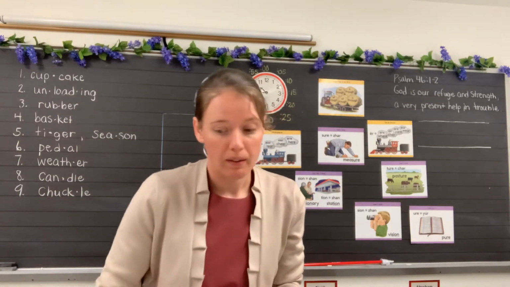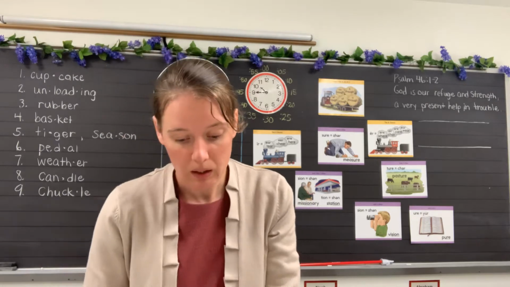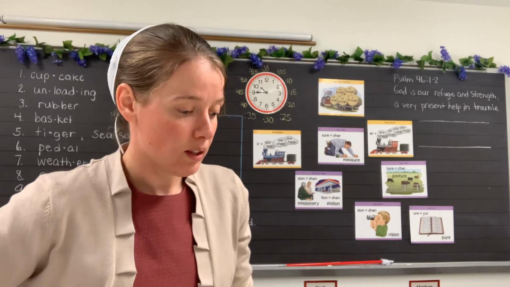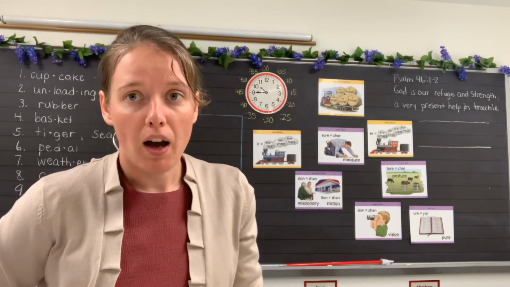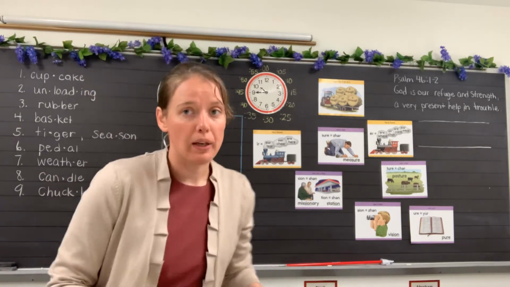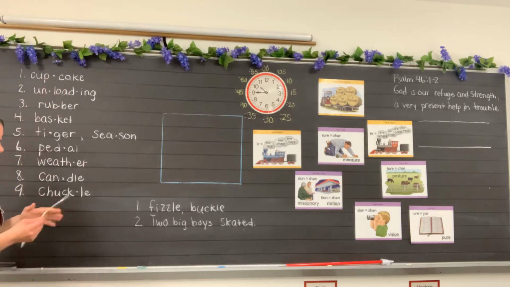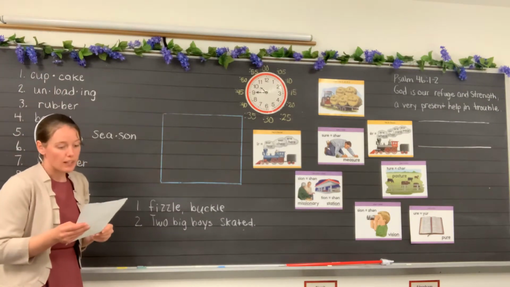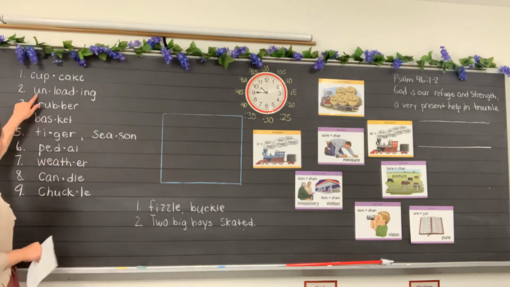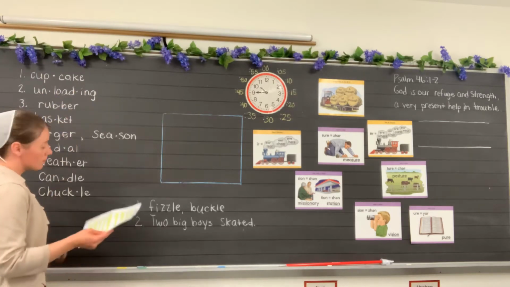Let's also recite the dividing syllables chart. Different rules that we use to divide a word into syllables. So number one is divide a compound word between the two words. Like we have here on the board, cupcake. Cupcake gets divided between the two words. Number two is divide a word between the prefix, root word, and the suffix. Like unloading, between un and load and ing.